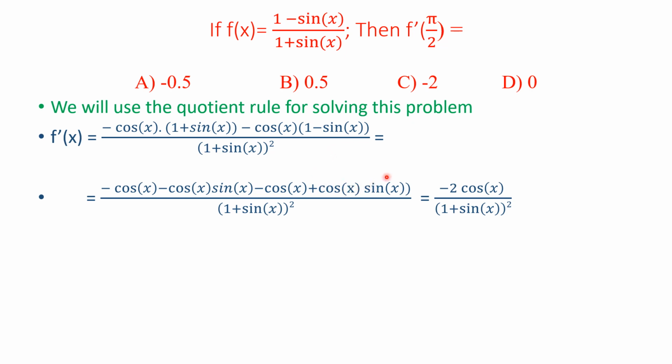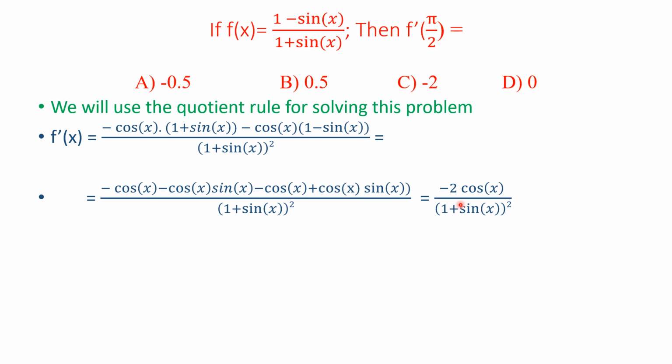We can see that there is cancellation, especially we have cosine x sine x, and this is added, so this is positive, and we have cosine x sine x, and this is subtracted, which is negative, so this cancels this. We will end up with negative cosine x 2 times, so negative 2 cosine x divided by 1 plus sine x squared.